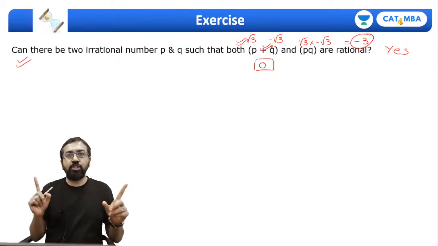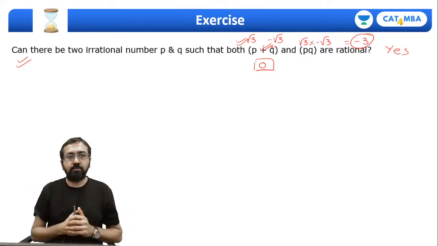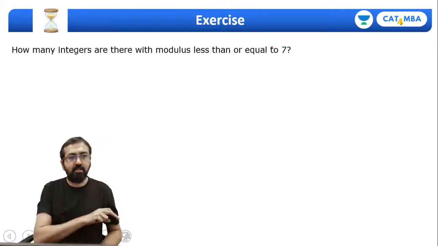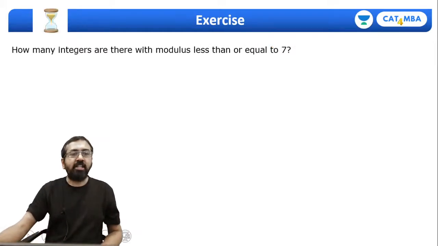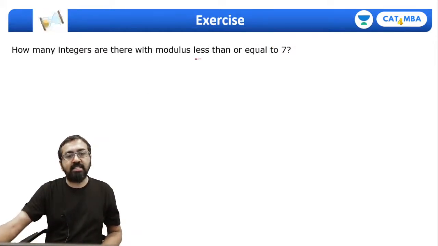So have you all understood this question, everyone? Shall we go to next question? Yes? Okay. So how many integers are there with modulus less than or equal to 7?